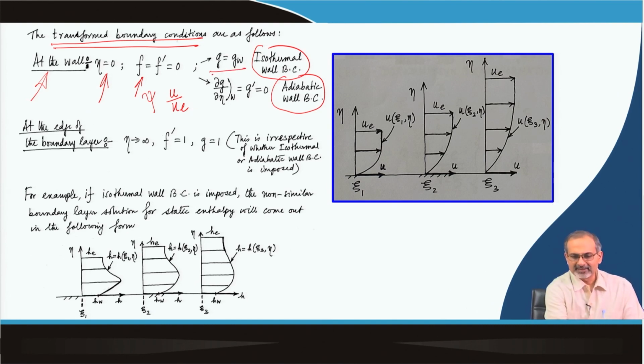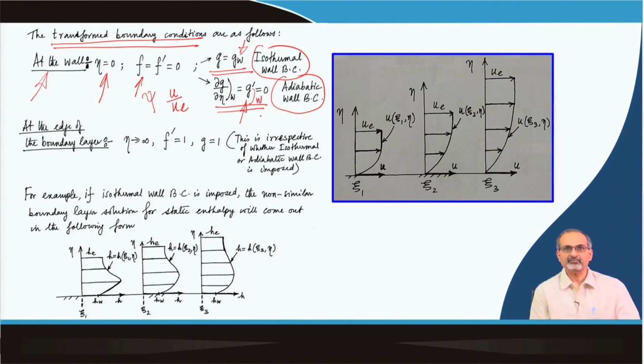And then at the wall you can have an isothermal or an adiabatic wall boundary condition. Now, that in the transformed space again looks different, because we do not talk about either temperature or enthalpy, but we talk about a non-dimensional enthalpy, which is in terms of the function g. So, this is the isothermal value, g_w, which is the wall value for g, while here it is the gradient of g at the wall, which is 0 for an adiabatic wall boundary condition.